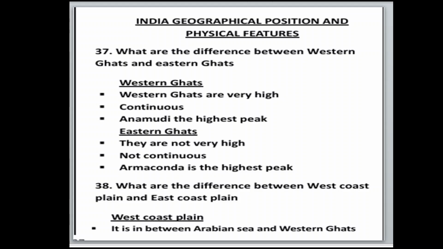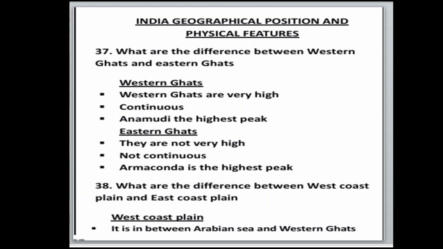What are the differences between Western Ghats and the Eastern Ghats? Western Ghats are very high and continuous. Annamudi is the highest peak in the Western Ghats. Eastern Ghats are not very high and not continuous, and Armakonda is the highest peak in the Eastern Ghats.